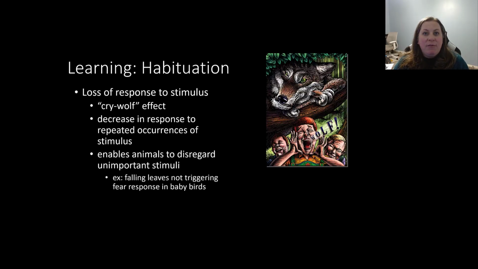Last but not least, the behavior we want to look at is habituation. Habituation is a loss of response to a stimulus. This is the cry wolf effect. It's a decrease in the response to repeated occurrences of a stimulus.